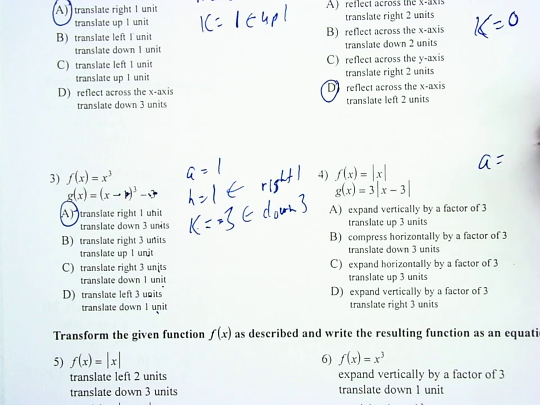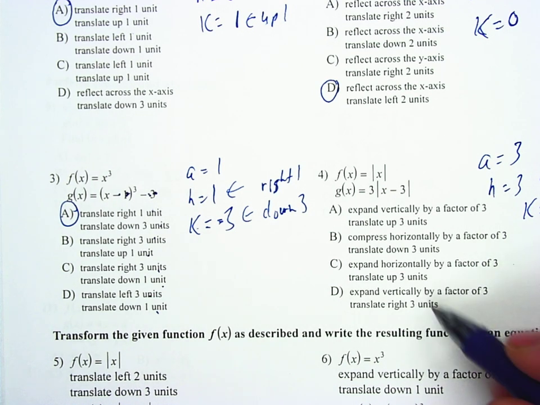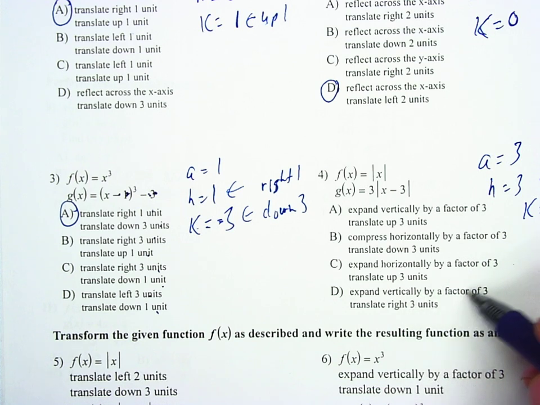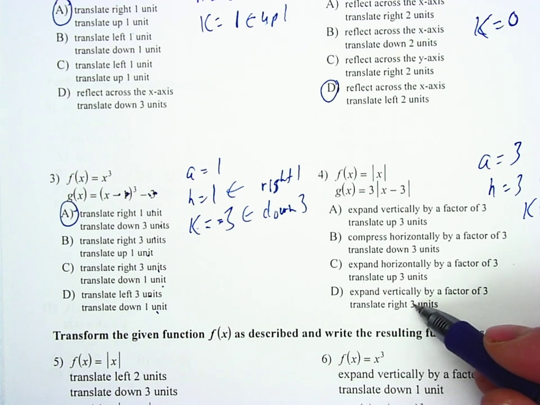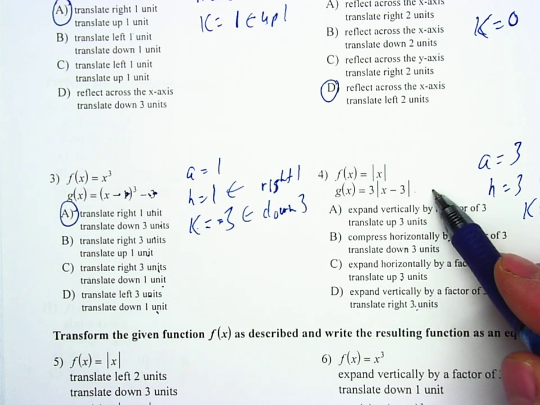Right here, we got A equals 3, H equals 3, and K is equal to nothing. So we got a right 3. And then this is going to be what's called expansion. Expanding or stretching by a factor of 3. So we're looking for right 3 and a vertical expansion by a factor of 3. So this one's right 3, this one's up 3, down 3, up 3. Again, if it was up 3, it'd be plus 3 at the end here.